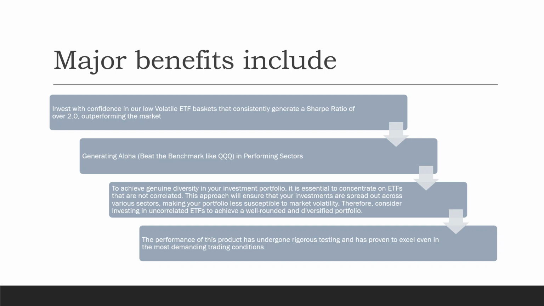There's a lot of other major benefits as well. You can invest with confidence in low volatile ETF baskets that consistently generate a Sharpe ratio of more than 2.0, outperforming the market. Anything over that is, well, let's hire them. Also, generating alpha, another way of saying beat the market benchmarks like QQQ in performing sectors. In order to achieve genuine diversity in your portfolio, it is essential to concentrate on ETFs that are not correlated. This approach will ensure that your investments are spread out across various sectors, making your portfolio less susceptible to market volatility. Therefore, consider investing in uncorrelated ETFs to achieve a well-rounded and diversified portfolio.